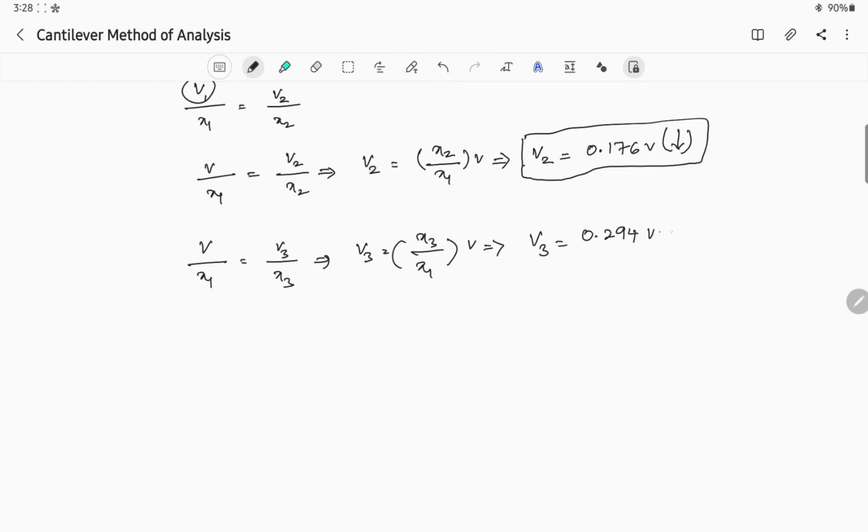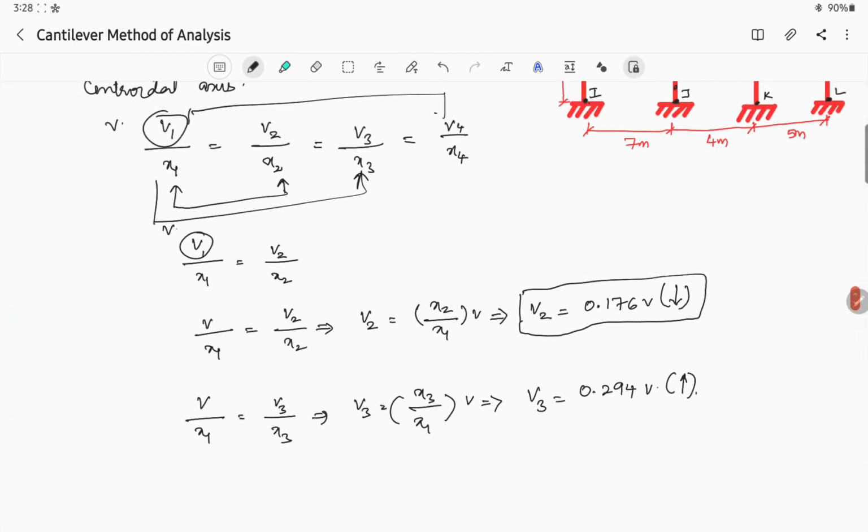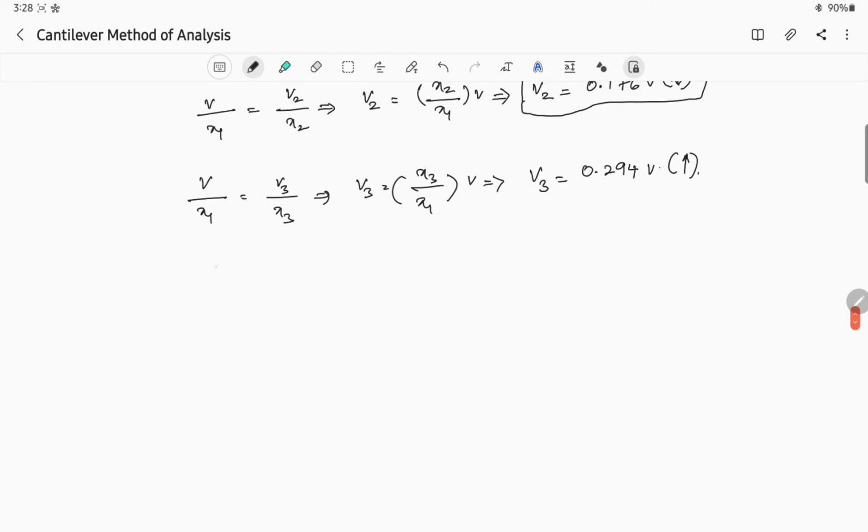0.294 V, and this force is going, V3 is going in which direction? Upward direction. Okay, similarly we'll equate these two terms now, V1 and V4. So V by x1 is equal to V4 by x4. That implies V4 is equal to x4 by x1 into V. That implies V4 is equal to 0.882 V.